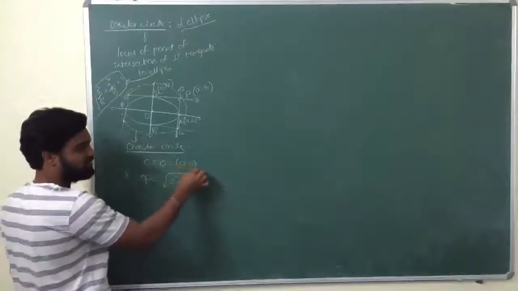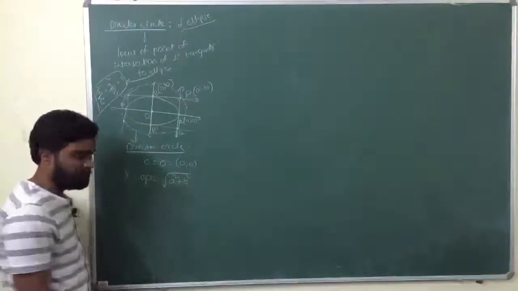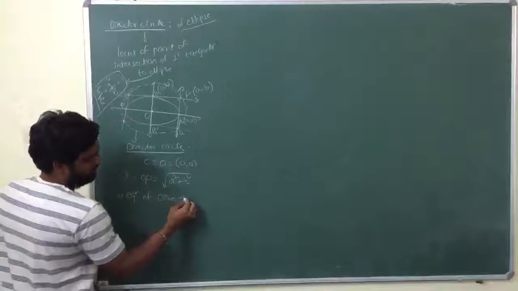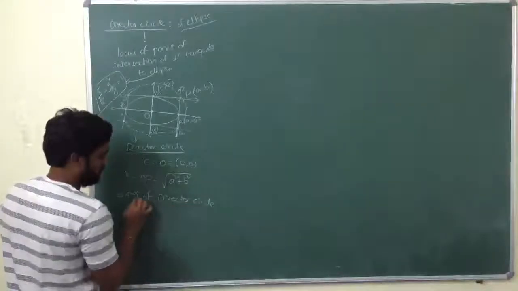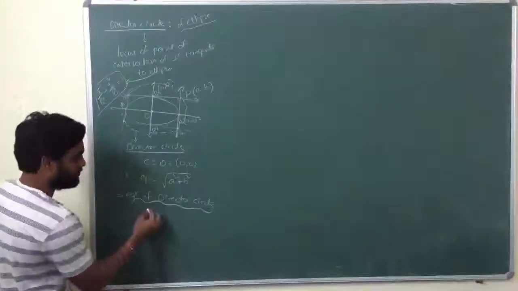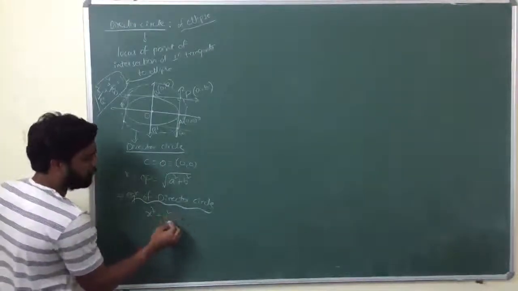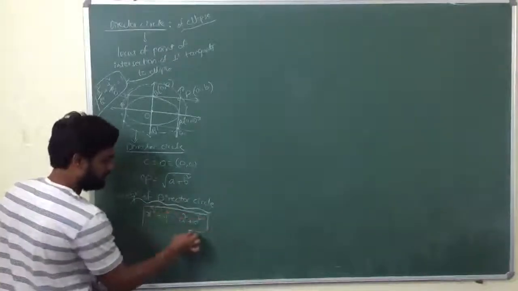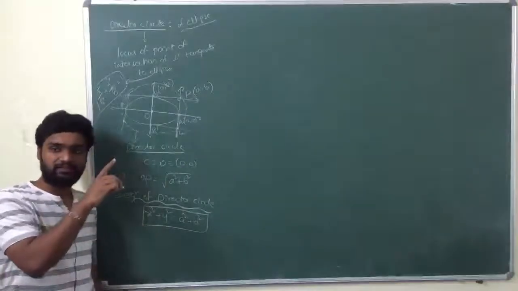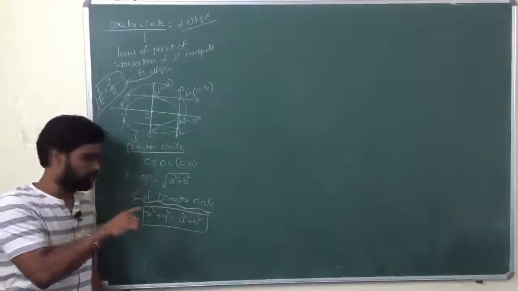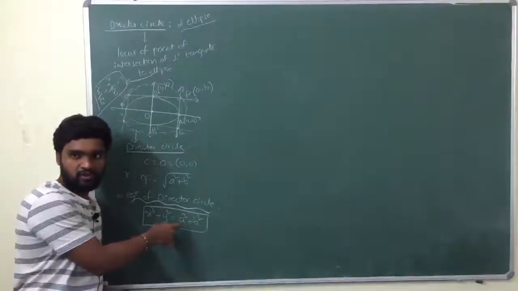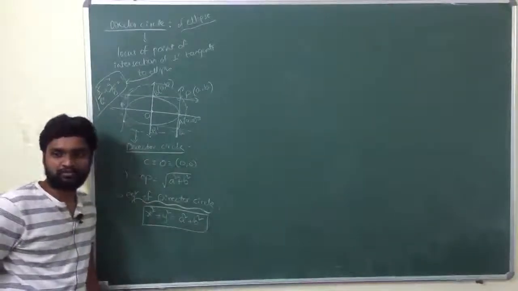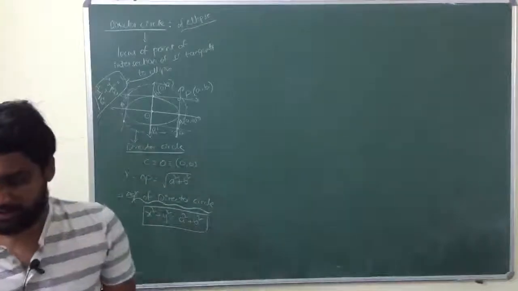Now the center of the circle is 0 comma 0 and the radius is root a square plus b square, which means the equation of director circle is x square plus y square is equal to r square. What is r square? It is simply a square plus b square. In circles, the equation of director circle to a circle is 2r square. Here it is a square plus b square.